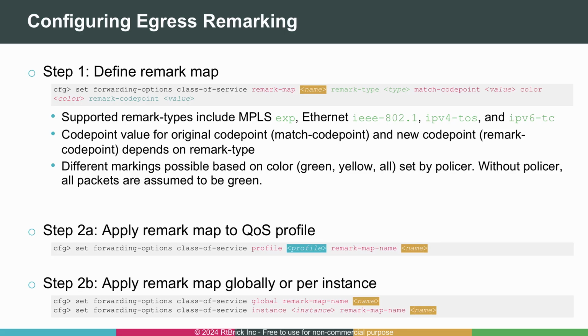To summarize, a remark map consists of a name and a remark type. It maps the original code point to a new remark code point. The traffic color can be set to green, yellow, or all, with the color determined by the ingress policer. If no ingress policer is present, all packets are assumed to be green. The remark map is typically applied to a QoS profile. Alternatively, it can also be bound globally or on a per-instance basis.